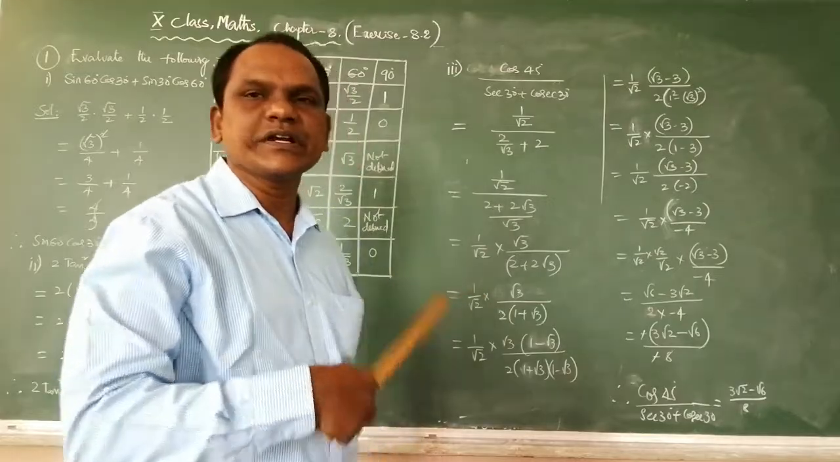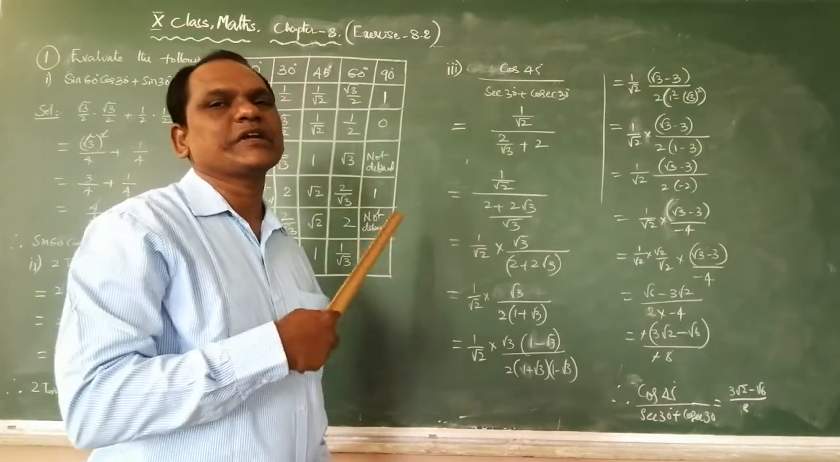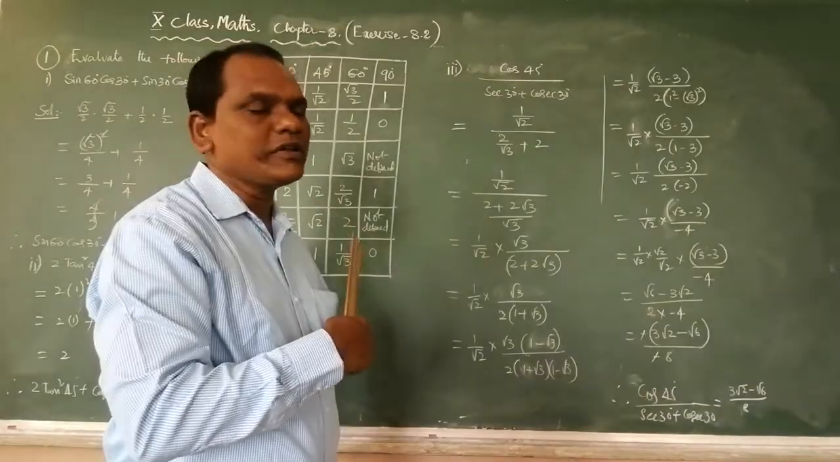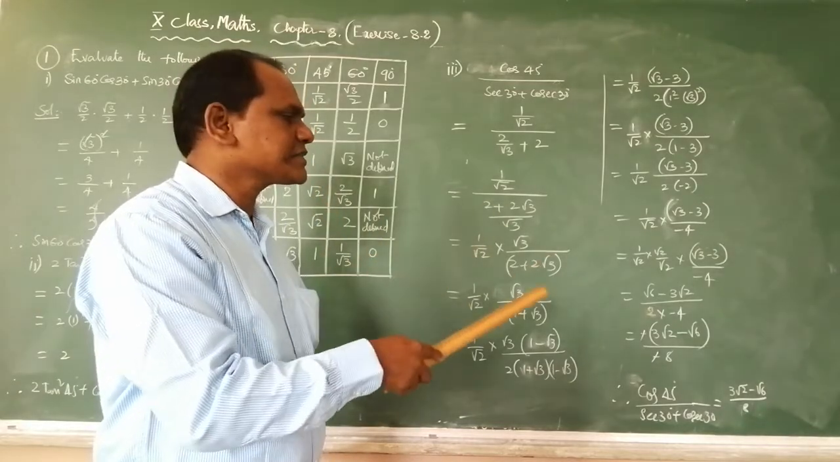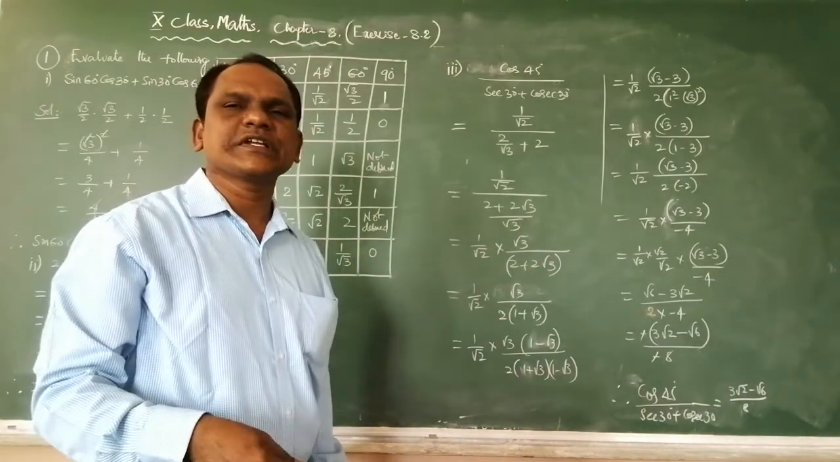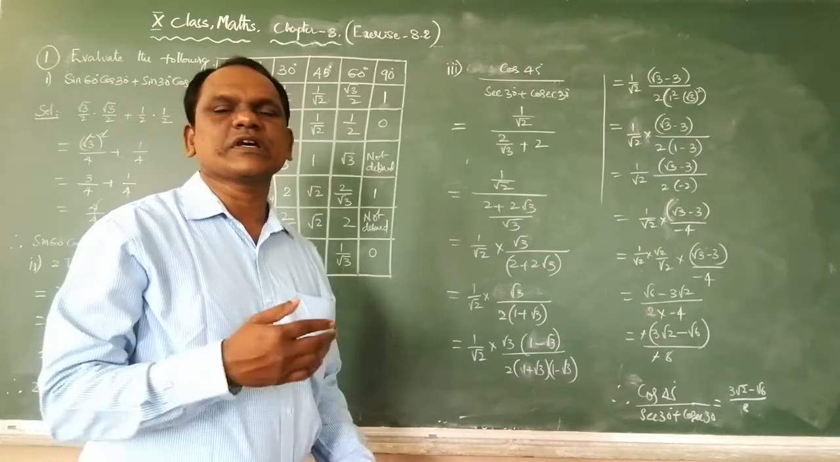So once you have to read all the trigonometric values table and you have to substitute, for the first, second, third sums. These are the solutions of the first 3 sums. So one by one you can solve that one.